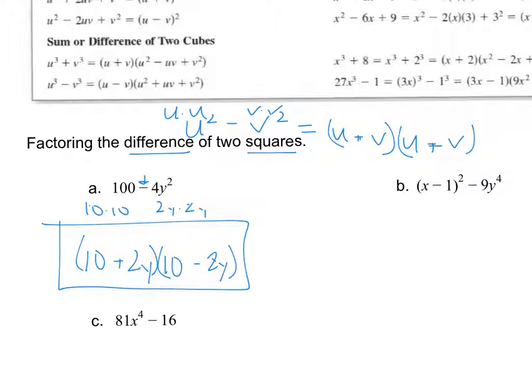We have a similar idea in B. We have a perfect square here, which is x minus 1 times x minus 1, and 3y squared times 3y squared. So when I factor, I get two sets of parentheses. I'm going to take an x minus 1 and place it in each.